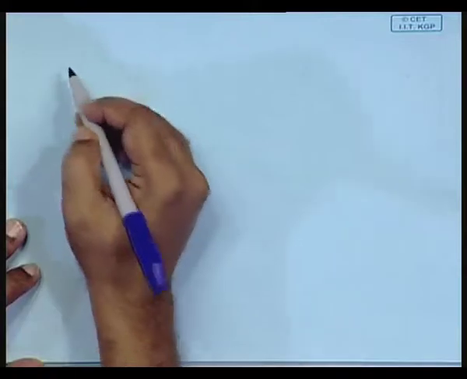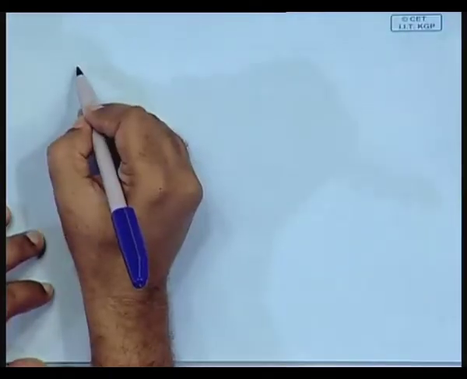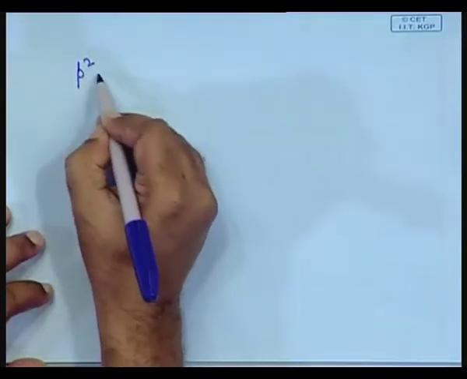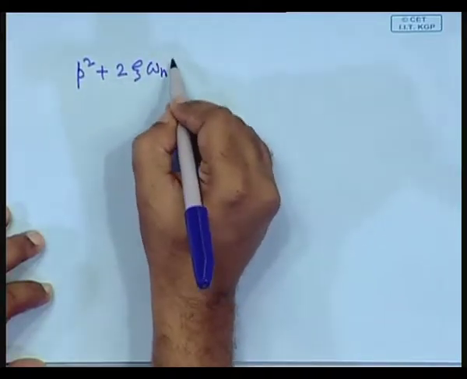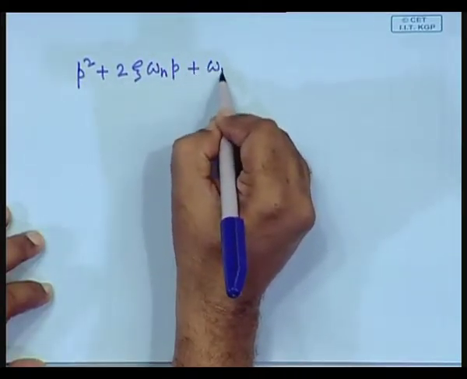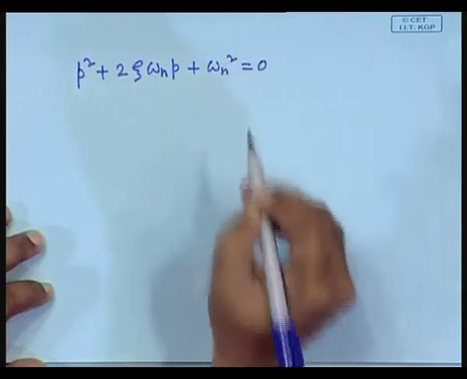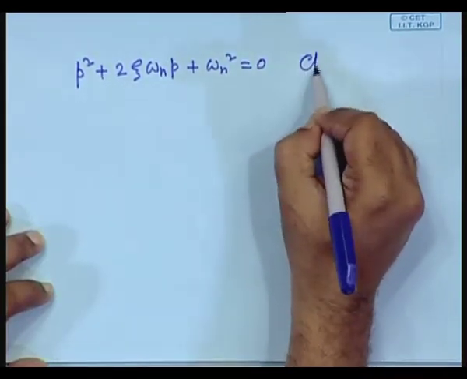So, what you ultimately yield from this equation is p square plus twice zeta omega n p plus omega n square is equal to 0. So, this is the characteristic equation.